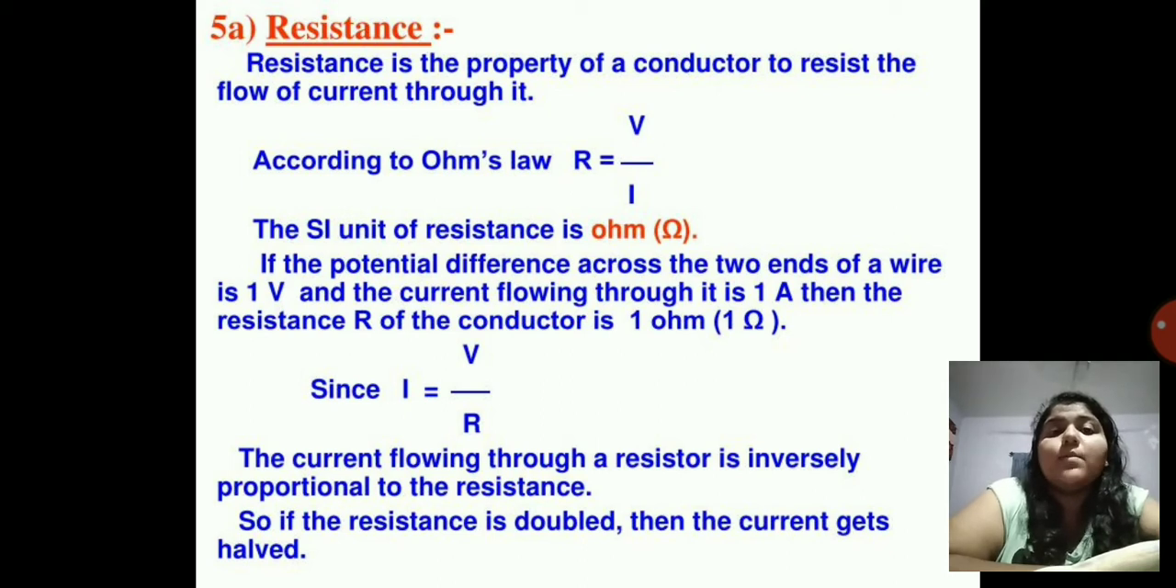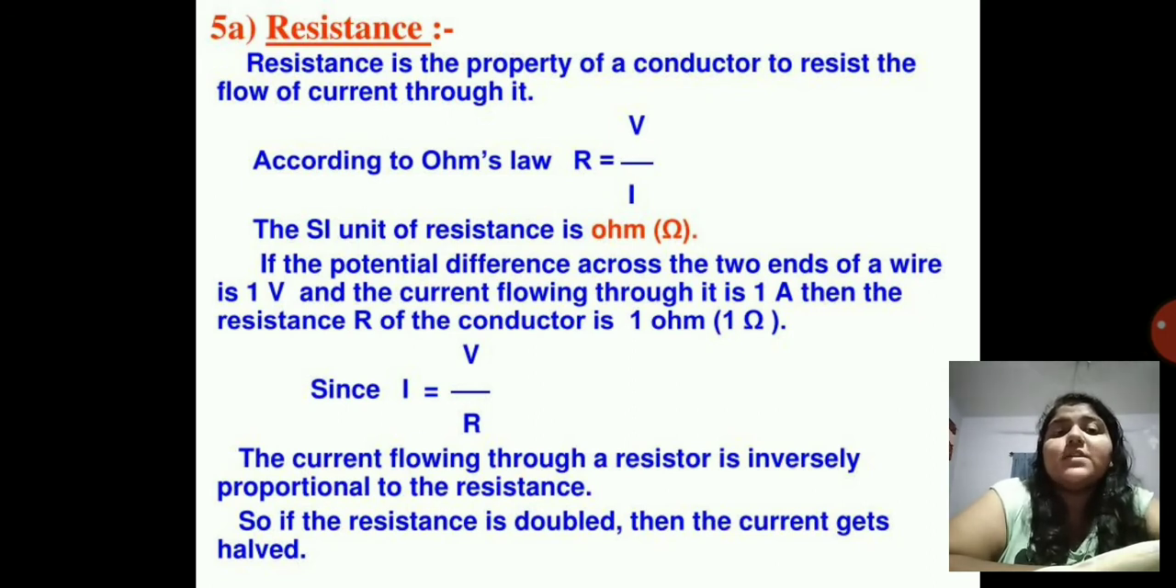The resistance is the property of a conductor to resist the flow of current through it. According to Ohm's law, resistance R is equal to V upon I, where V is the potential difference and I is the electric current. The SI unit of resistance is ohm. The resistance is measured in ohm. Ohm is the name of a scientist.